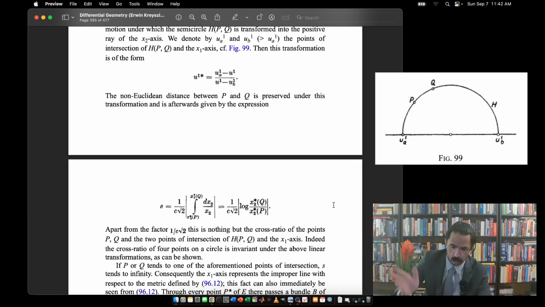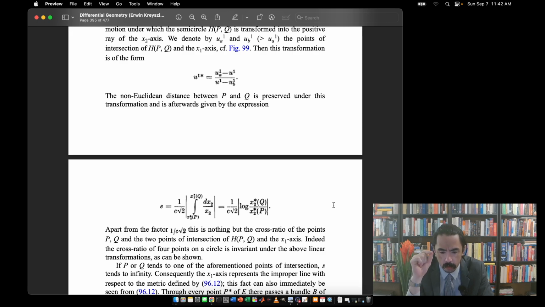I'll just superimpose that here. Then this transformation is of the form u1 star equals a fraction with a numerator of u subscript a superscript 1 minus u1 all over a denominator of u1 minus u subscript b superscript 1.